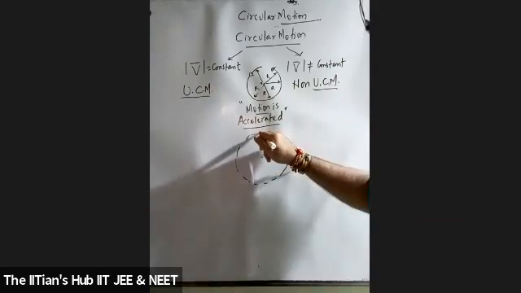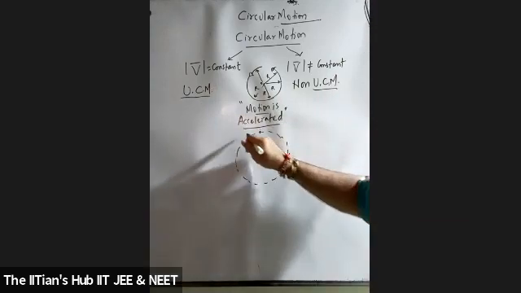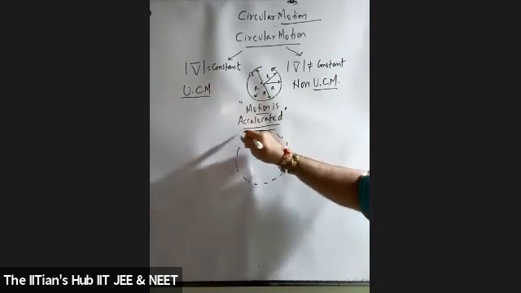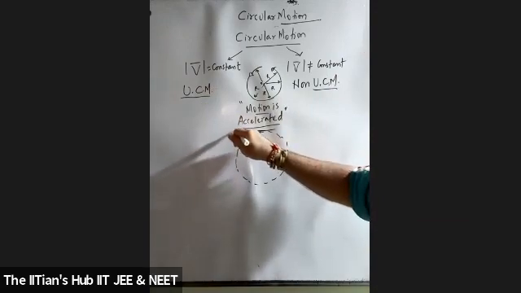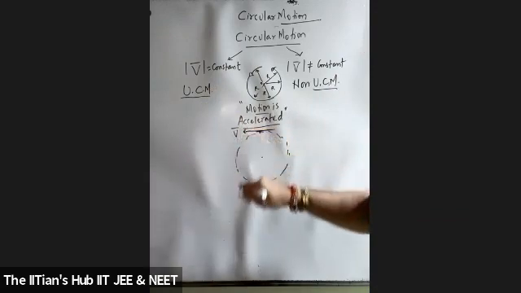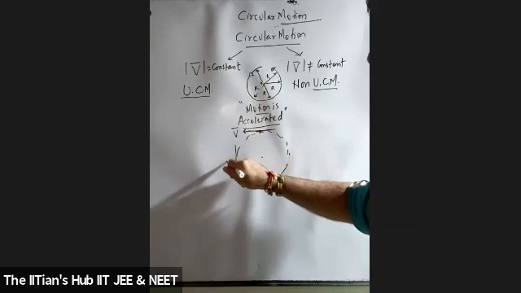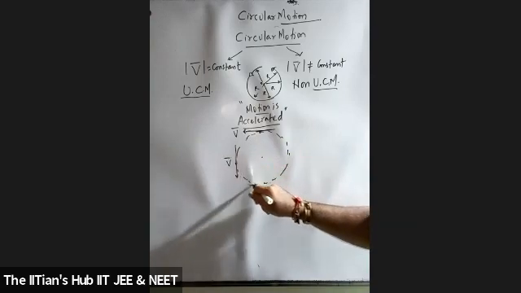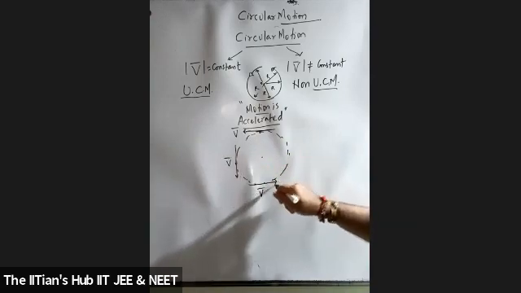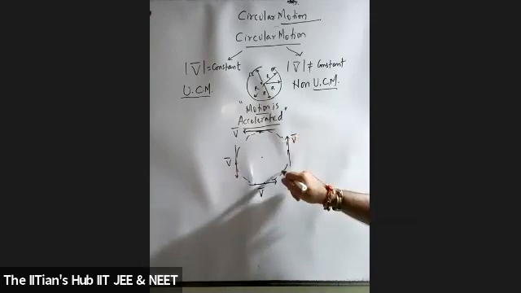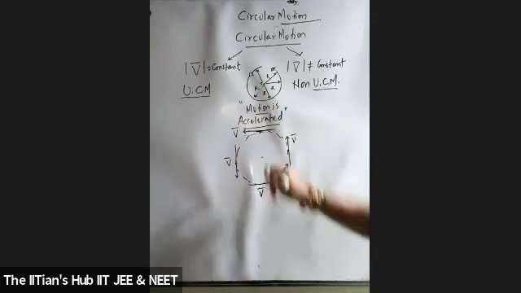सर अगर पार्टिकल, ध्यान से सुनना स्टूडेंट्स, अगर पार्टिकल यहाँ पे है तो उसका टेंजेंशियल वेलोसिटी ये होगा. डायरेक्शन ऑफ वेलोसिटी यहाँ पे होगा. अगर पार्टिकल यहाँ पे है तो उसका डायरेक्शन ऑफ वेलोसिटी यहाँ पे होगा. अगर पार्टिकल यहाँ पे तो ये इसका टेंजेंट बन गया, ये हुआ डायरेक्शन ऑफ वेलोसिटी, ये है सेंटर.